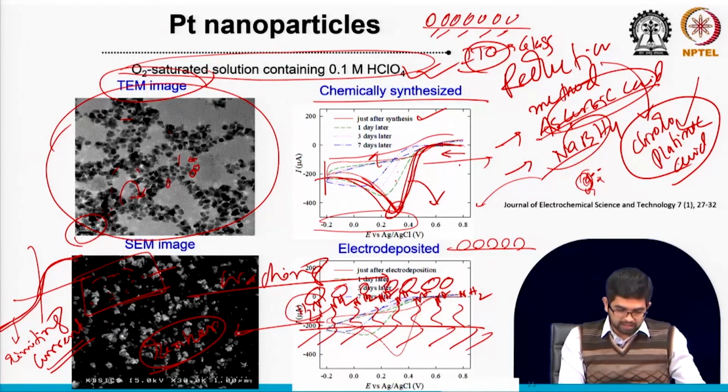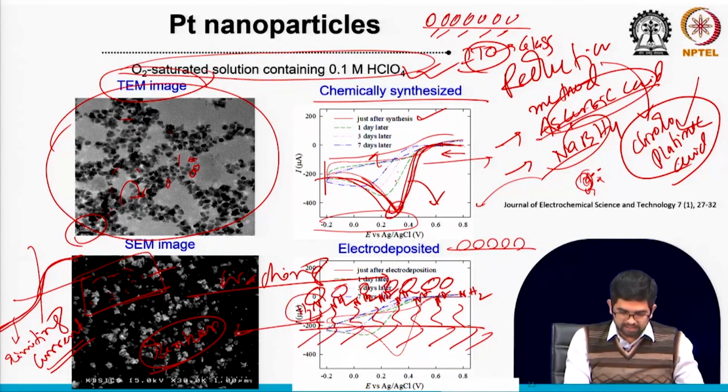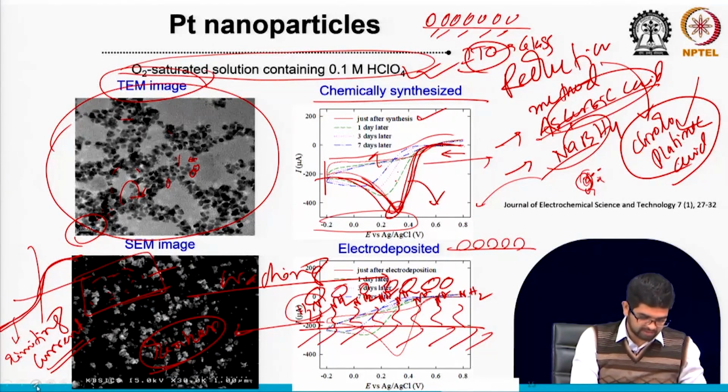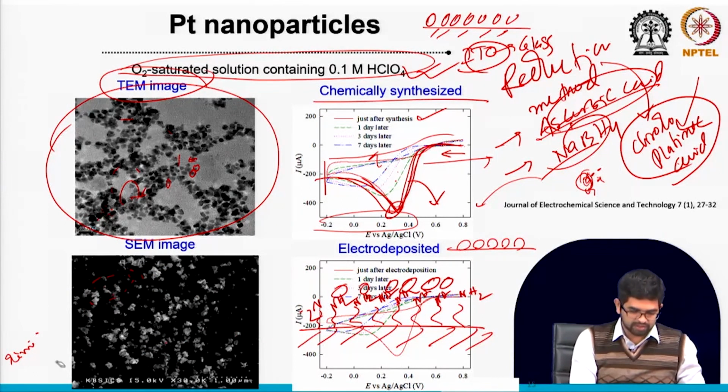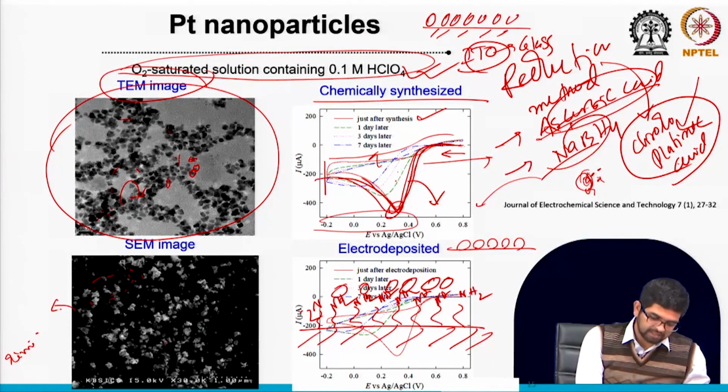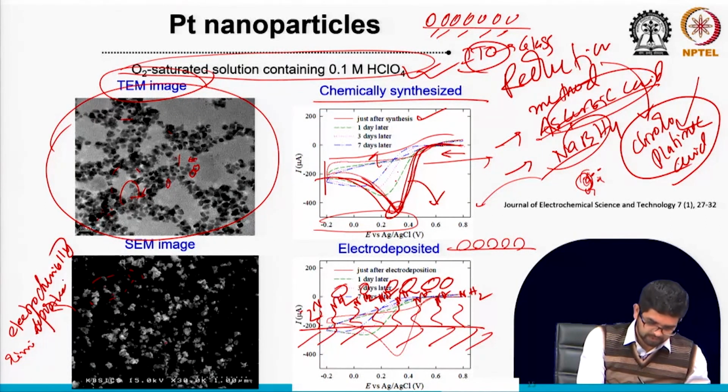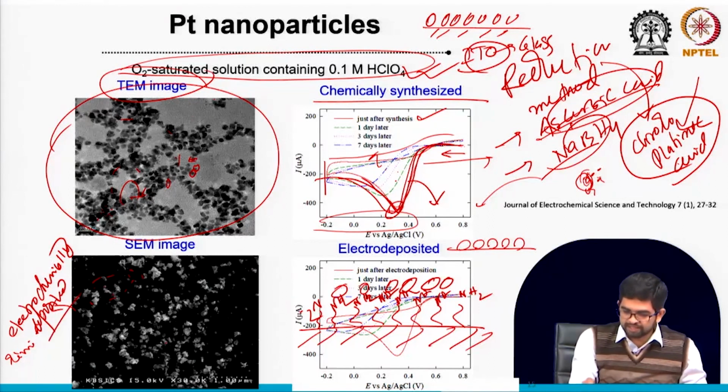Here again, this is the SEM image I am showing you. Why am I showing this SEM image? Because in this case we deposited the platinum nanoparticles on the ITO electrode surface electrochemically. It is the electrochemically deposited one, and this other one is chemically synthesized.